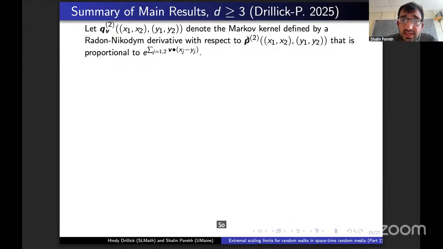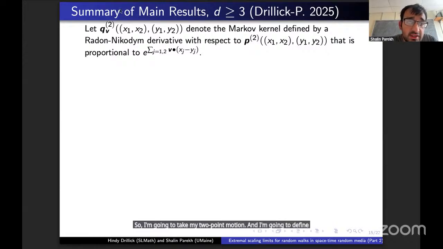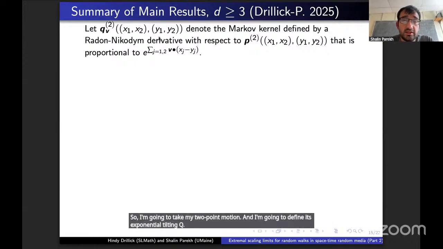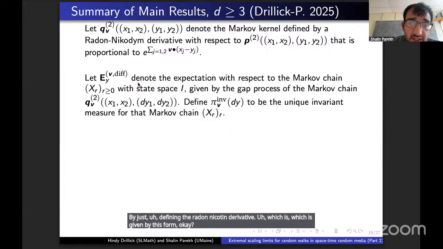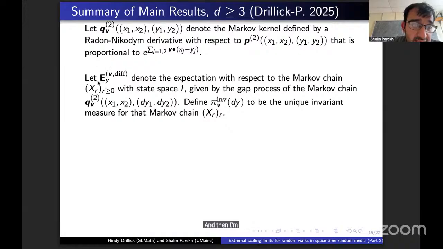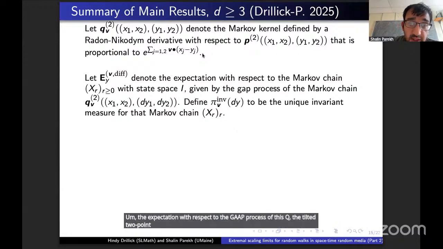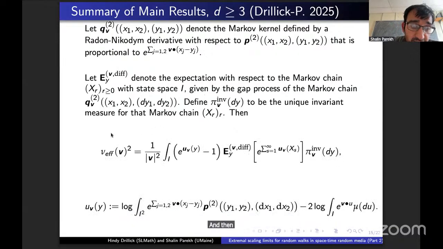So I'm going to take my two-point motion, and I'm going to define its exponential tilting Q by just defining the Radon-Nikodym derivative, which is given by this form, okay? And then I'm going to denote by this expectation, the expectation with respect to the gap process of this Q, the tilted two-point motion, okay?